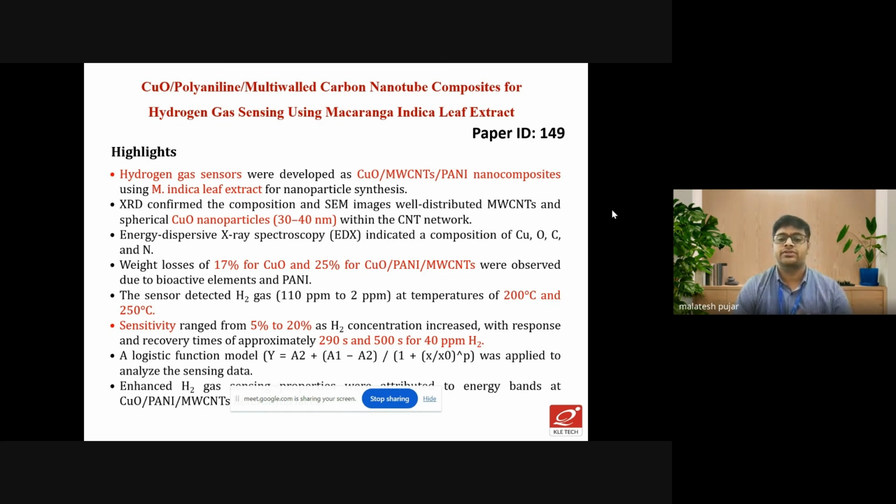Then, using the same data, we calculated with a known logistic function, the equation of which I have mentioned here in the presentation, and we have already reported that in our paper. It is already published in Analytical Chemistry and also in the Biointerface journal. And the sensitivity we observed was from 5% to 20% as we increase the hydrogen concentration.